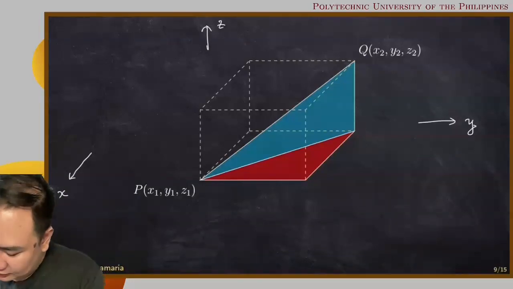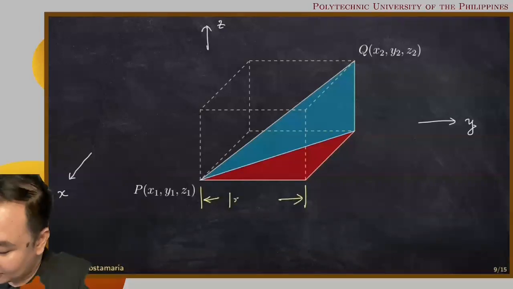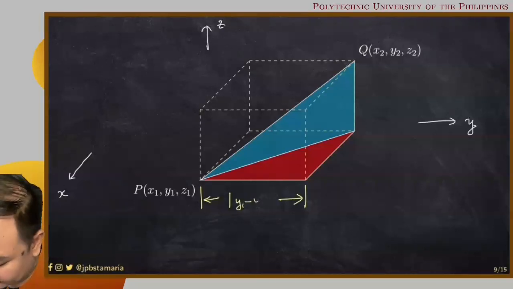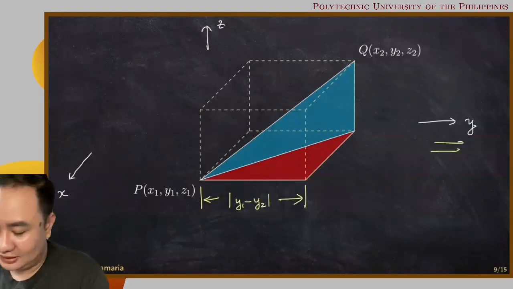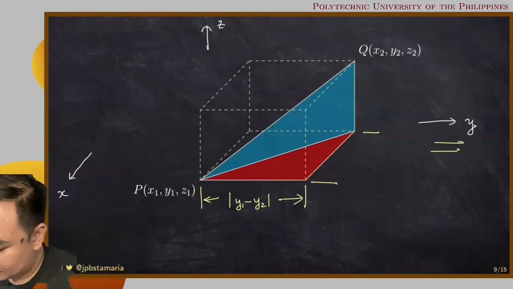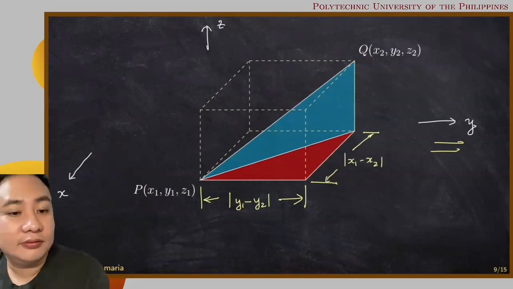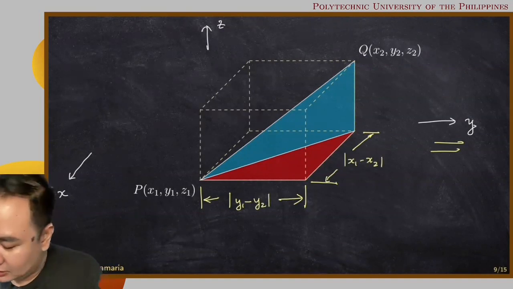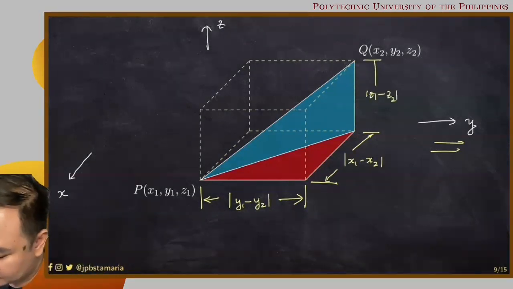Okay? So this distance, let me change color. This distance, from here to here, the side of this box, is the difference between the y coordinates, because it's in the direction of y. It's parallel to y. Right? This one, from here to here, is the difference of the x coordinates. Right? And this side is the difference between the z coordinates. Right?